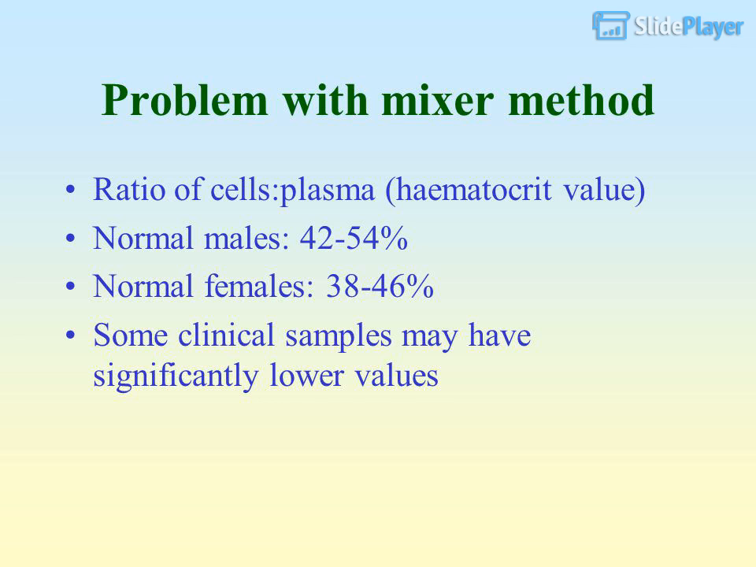Although this mixer strategy is very simple, it does suffer from one problem, and that is that different blood samples have different hematocrit values, that is different cell to plasma volume ratios. Thus the lower the hematocrit, the lower will be the final density of the plasma plus OptiPrep mixture. The higher the hematocrit, the higher the density.